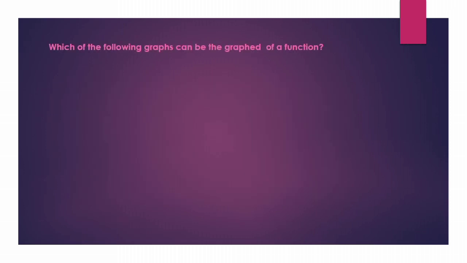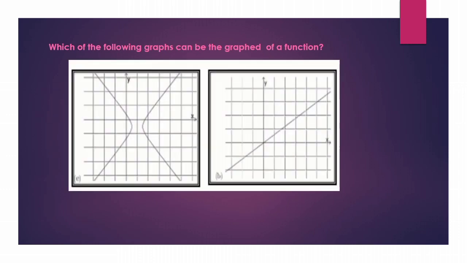Next, which of the following graphs can be the graph of a function? For letter E and letter B, which is the function? Is it the E or the B? Okay, let's try this out. This one is a function, because if you're going to draw a vertical line test here, it only touches the points once. And the other one is not a function, because if you're going to try a vertical line test here or here, it touches 2 points, so that is not a function.